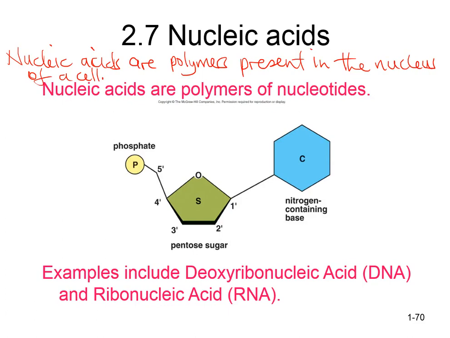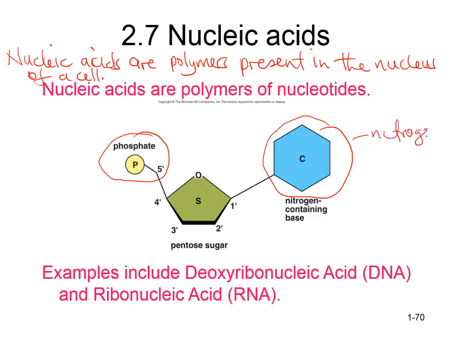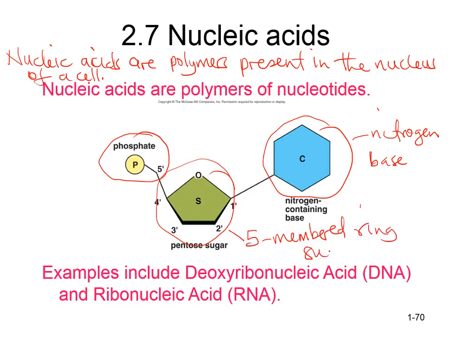So nucleic acids are going to have a phosphate. They must have a phosphate. They must have a nitrogen base. And they might have a pentose sugar. A pentose sugar means it is a 5-membered ring sugar, like fructose or the like.